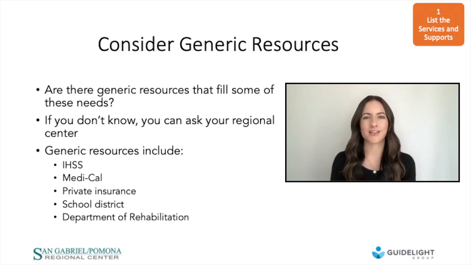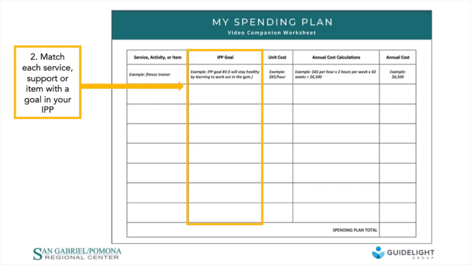Generic resources include IHSS, Medi-Cal, private insurance, school district, Department of Rehabilitation, and others. Generic resources should be used to meet your needs before self-determination program funds whenever possible. Now let's go back to the worksheet. In the second column, match each service, support, or item with a goal in your IPP.